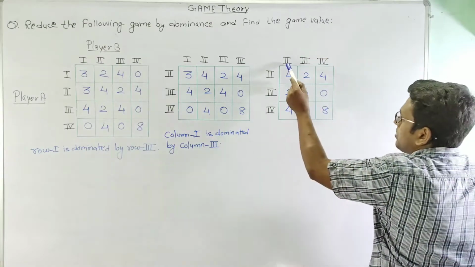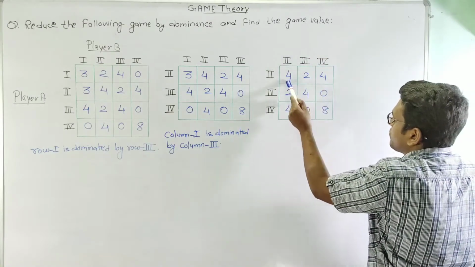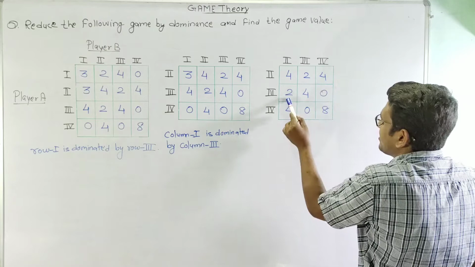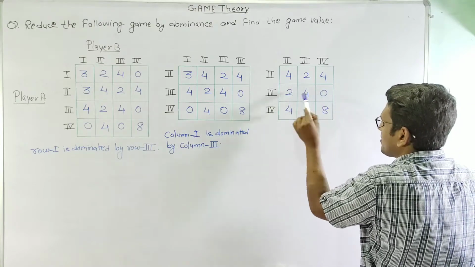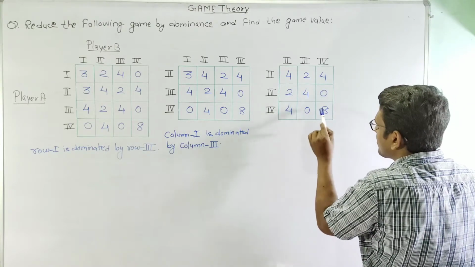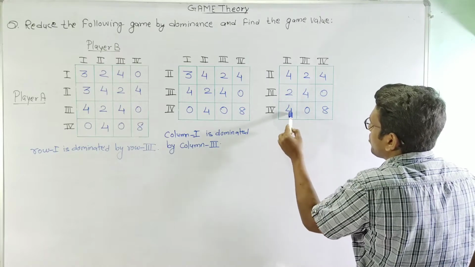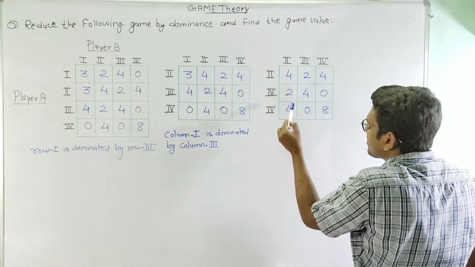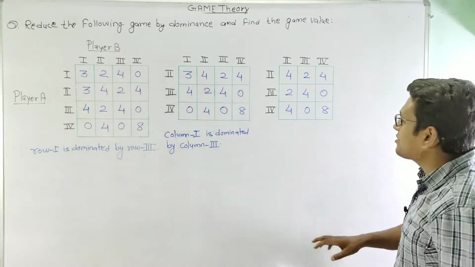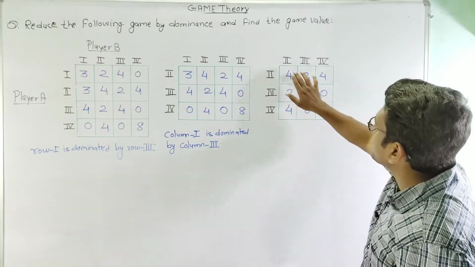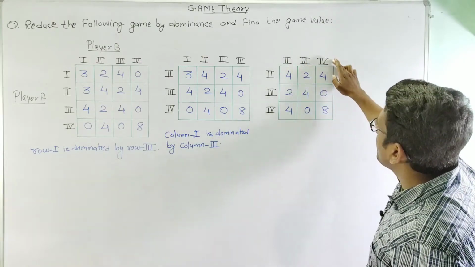Now let us compare column 2 and column 4. So this is 4, this is 4, equal. This is 2, this is 0, this one is greater, this is 4, this is 8, so this is smaller. So here this one is greater, this one is smaller. This shows that there is no dominance between column 2 and column 4.